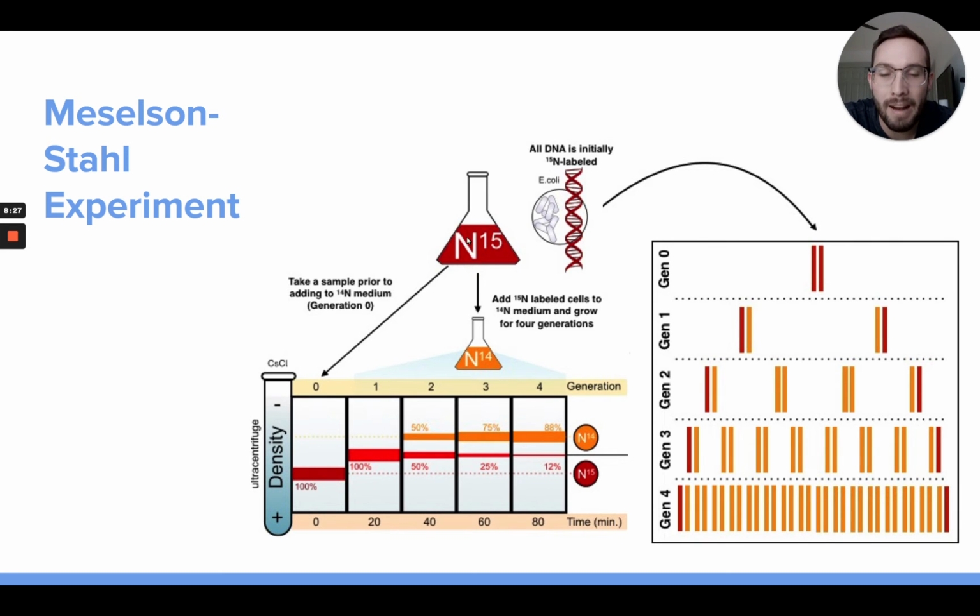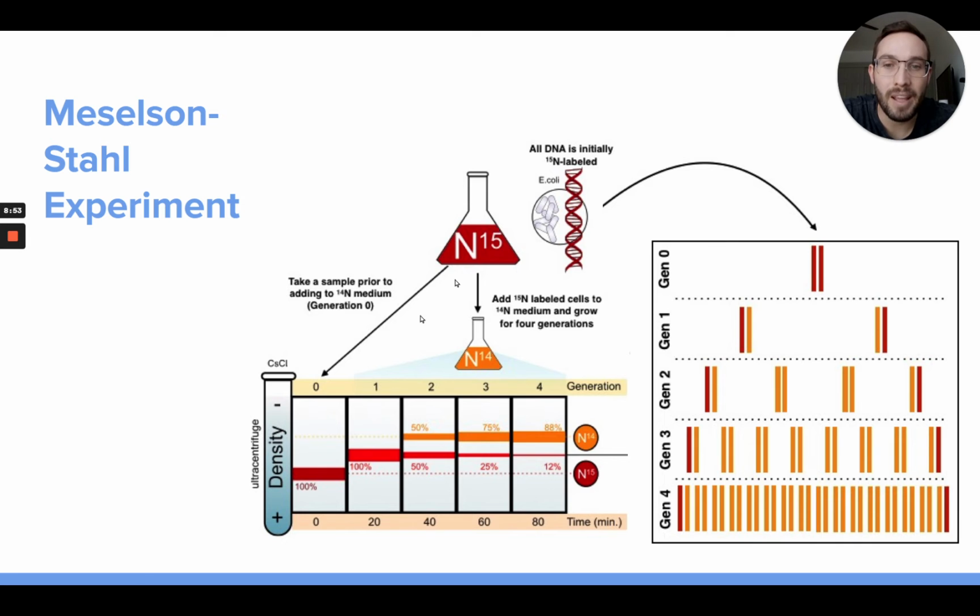And so at first, when they do that, in the test tube, there's a single band that forms closer to the bottom of the test tube. And that's because all the DNA molecules weigh the same at the very beginning of this experiment. They all weigh the same and they all contain the heavy nitrogen. And so when you spin that in a test tube, they're all going to clump together near the bottom of this test tube because they're heavier, okay?